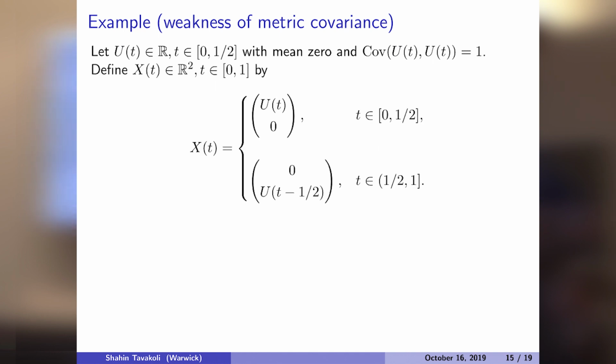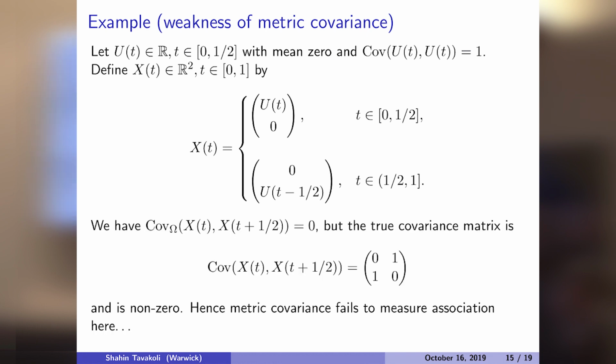And now I define x of t that is vector valued. In the first half interval, I put u of t in the first coordinate. In the second, I put u of t in the second coordinate. And then suddenly, if you compute the metric covariance between t and t plus 1/2, it's 0. But the true covariance is not 0. So there's a small problem here.